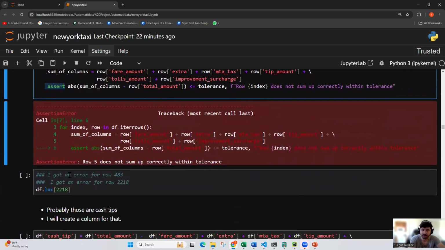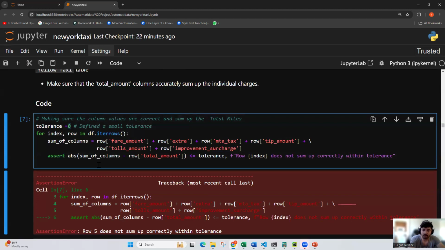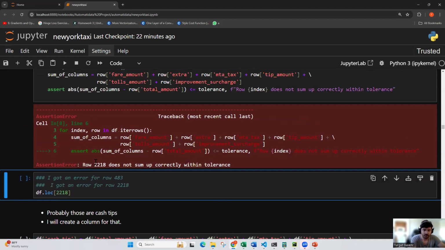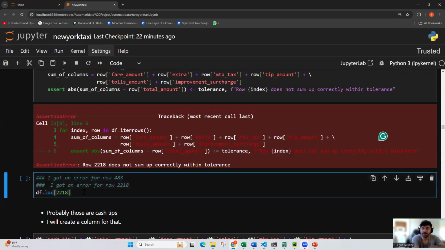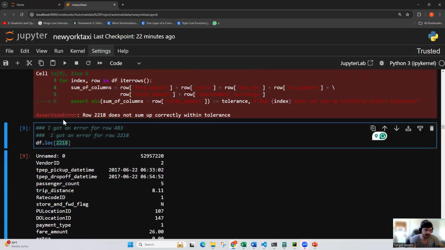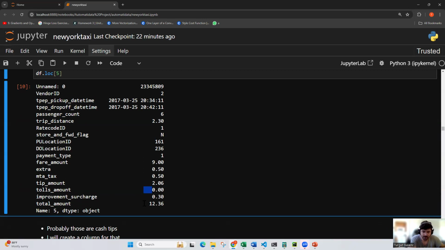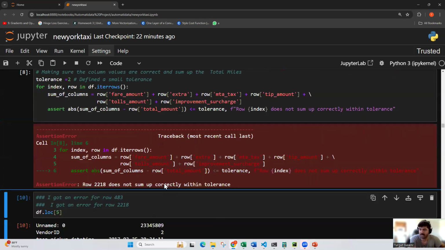We are getting the index number, so we can just check those rows. I check one by one. For example, let's look at this row, row 5. What is the problem here? Let's check it. The total amount is $12. Where is the cause of this problem? It's probably coming from the cash tip, because we don't see the cash tip.